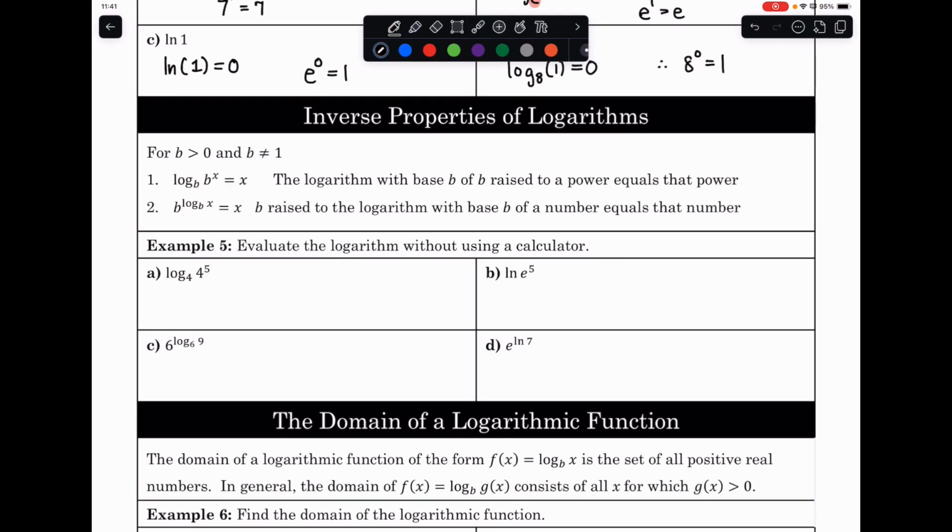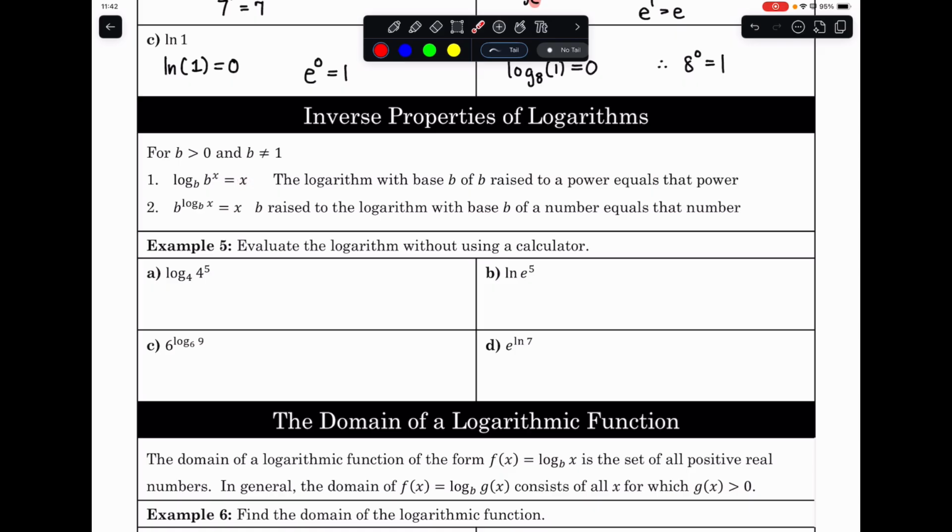Now let's talk about the inverse properties of logarithms. For any positive base that's not equal to the value of 1, if we have a log base b of b to the x power, those two things will, quote unquote, cancel each other out, for lack of a better word. And this is going to end up becoming simply the exponent. So you end up with the value of x.